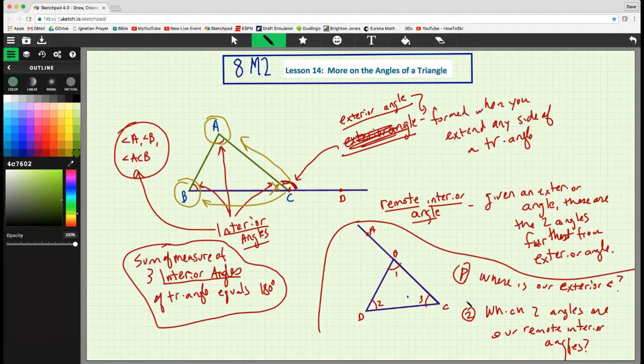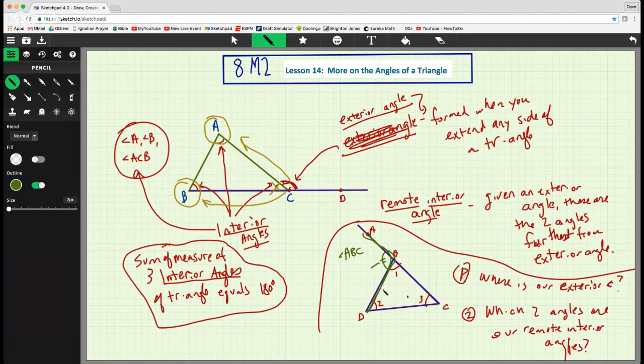Okay, now I assume that you've thought about this and you've identified where you think the remote exterior angle is, and the answer is right here. So angle ABD, this angle here, sorry, this is our exterior angle, angle ABD.